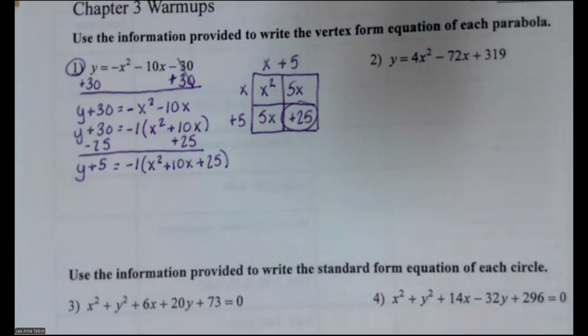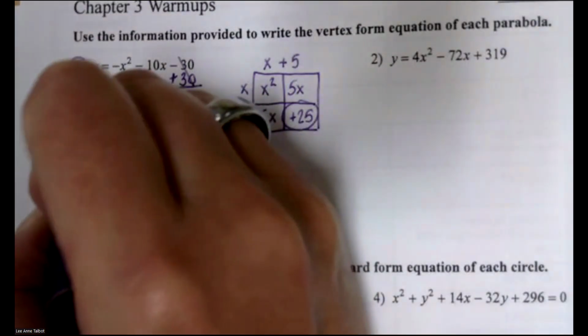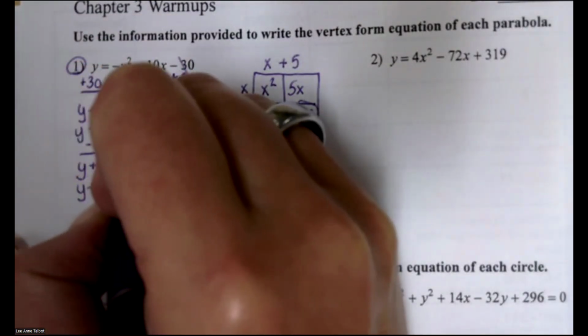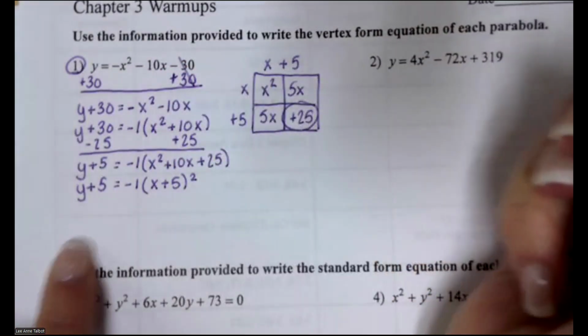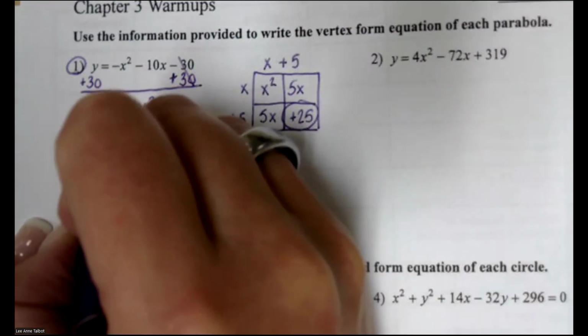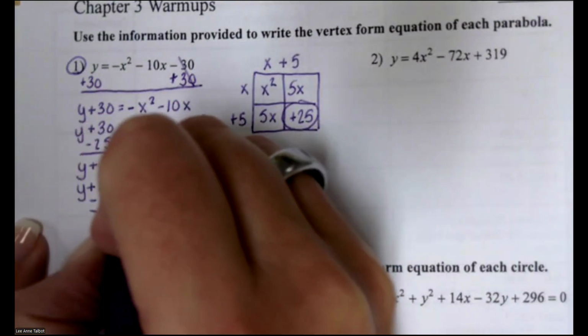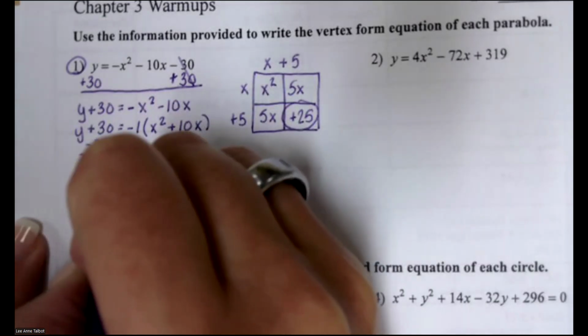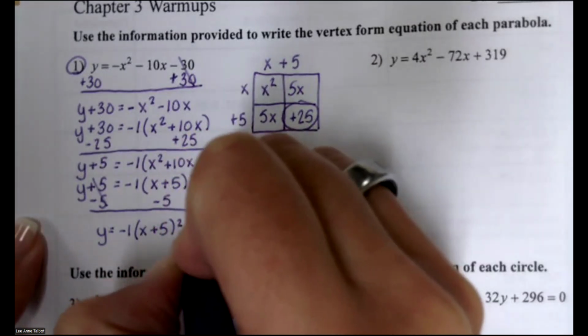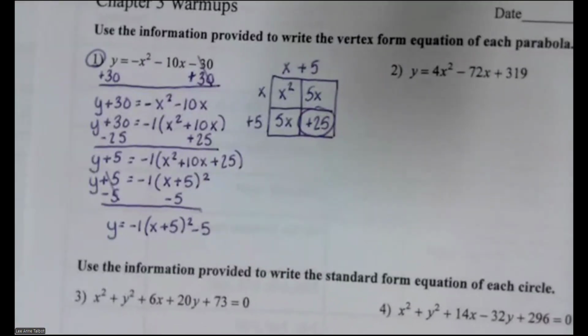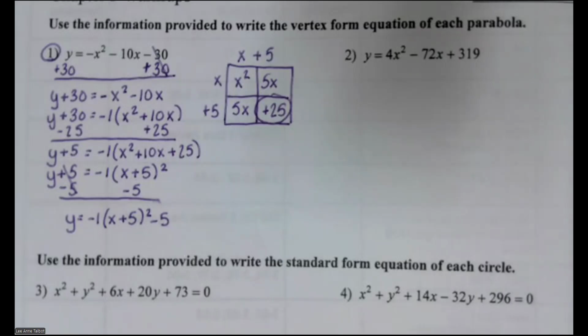Okay. Now factor using the outsides of the box. And then move the 5 back over. How many transformations are there in this problem? 3.